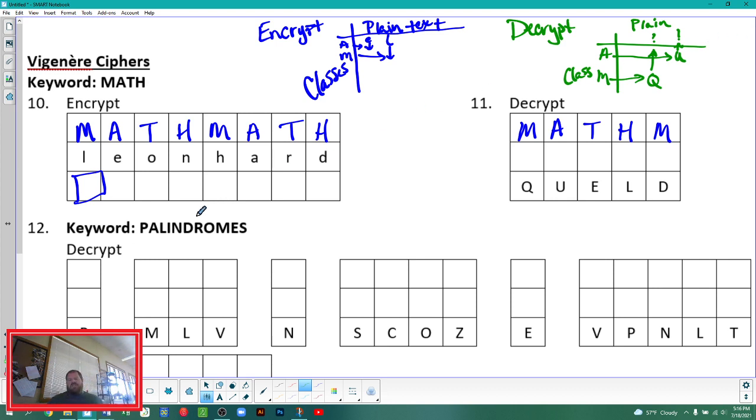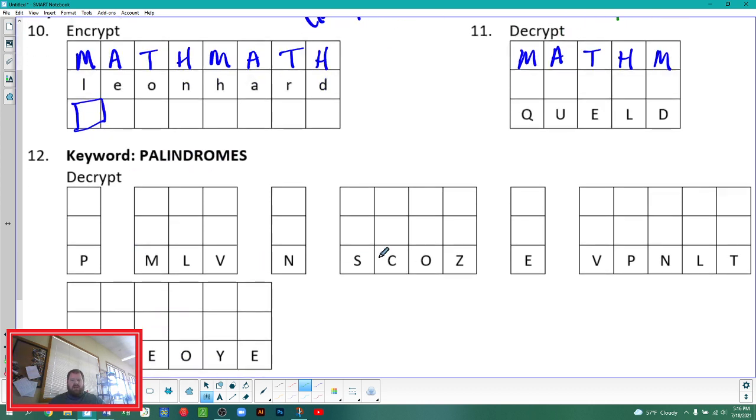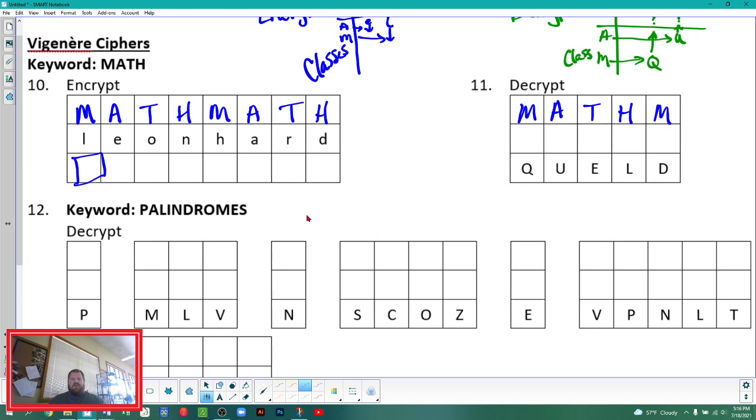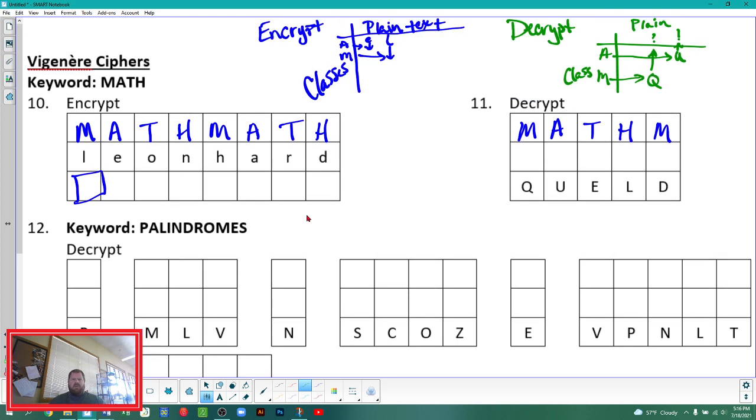And then the only difference in the bottom is that I just have a different keyword for you, and I have a little longer statement for you to decrypt. But go ahead and give that a shot, and let's see how you do. Pause the video now, come back when you're done.